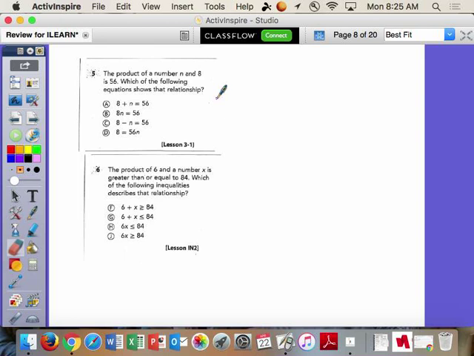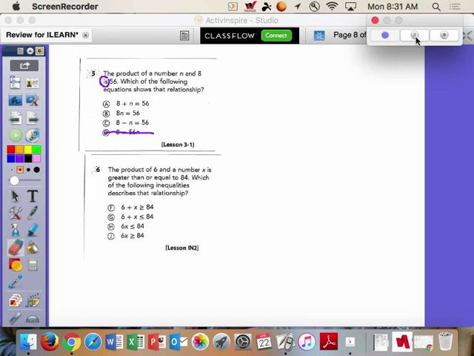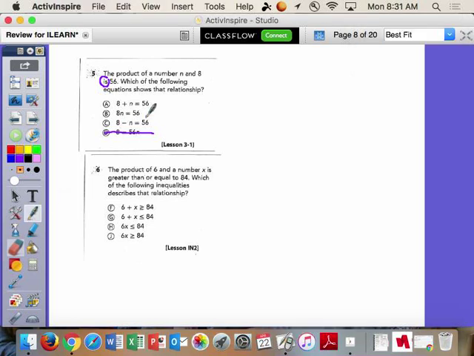The product of a number n and 8 is 56. Is 56. All right, so looking again at this. The product, what does product mean? Multiply. So which one of these 3 shows multiplying by number n and 8? That one, that's it. Okay?